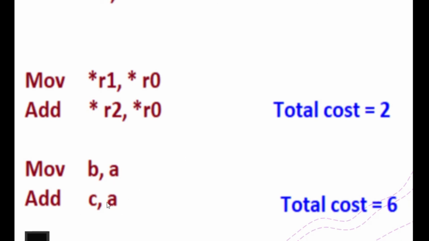And for this also, since both are variables, we will involve registers once again. So for this instruction also we will need 3 instructions. Okay, so totally 3 plus 3, 6. Cost of this instruction is equal to 6.